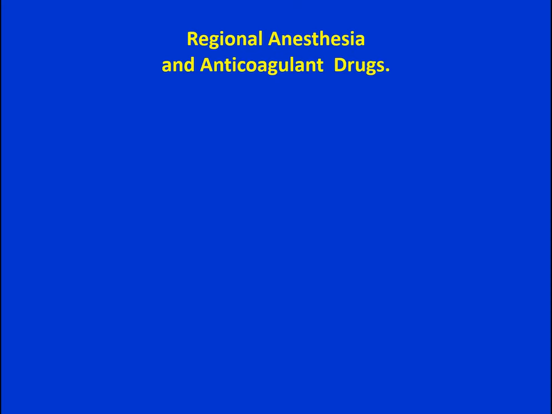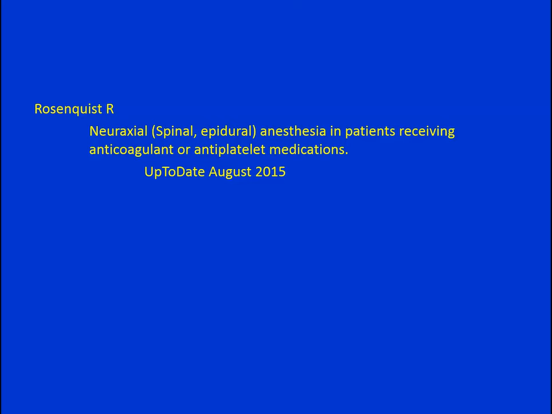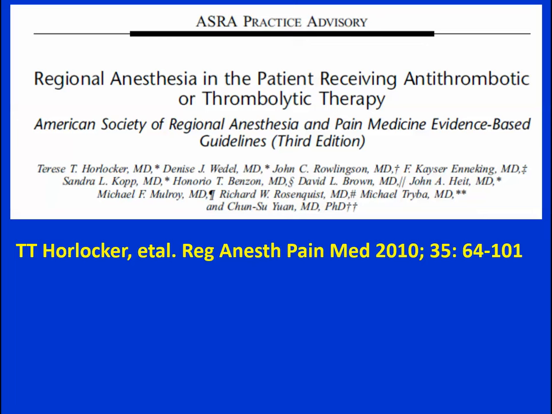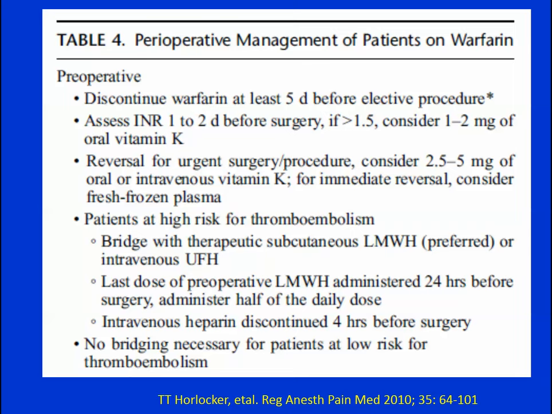Now, there is much data about regional anesthesia and anticoagulant drugs. Again, UpToDate has a nice review published recently. Of course, there are other review articles, including this one from the British Journal of Haematology, this one from the European Journal of Anaesthesiology, and the recommendations from the American Society of Regional Anesthesia. I believe you are all fairly familiar with these recommendations, and I will go through these slides over the next couple of minutes. This is the recommendations from the Regional Anesthesia.